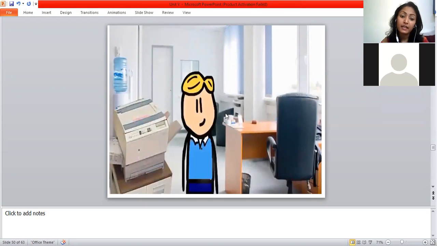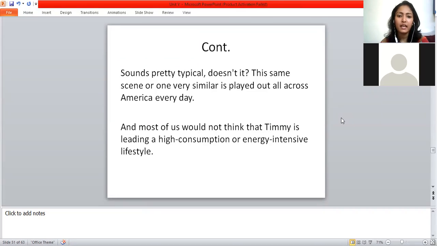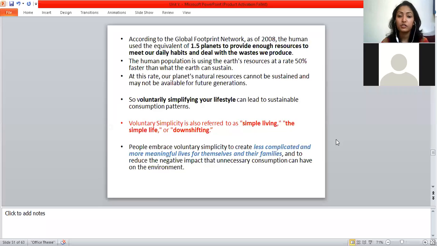And most of us would not think that Timmy is leading a high consumption or energy intensive lifestyle, that it's quite a normal lifestyle anybody could lead. But if we really evaluate Timmy's habits, we see that by the early morning he has already consumed a lot of products and services. He used electricity to take a hot shower, which was of course not that required, used electricity to heat his home and boot up his computer. He also burned fossil fuels in his SUV, threw away his biscuit wrapper and coffee cup, and used paper to print his report. In that initial 1 or 2.5 hours, he has already consumed so many things which maybe were not that important for him to adopt.